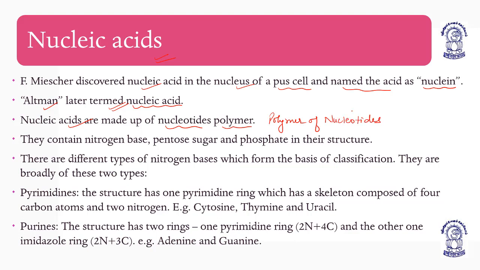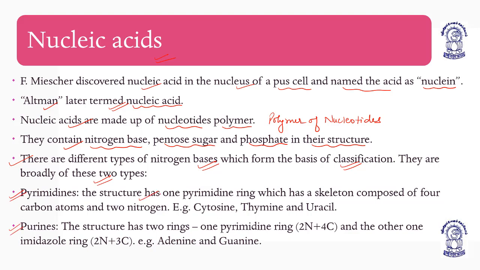Polynucleotide. They contain a nitrogen base, a pentose sugar, and a phosphate in their structure. So one nucleotide contains a nitrogen base, a pentose sugar, and a phosphate group. There are different types of nitrogen bases which form the basis of classification. They are broadly of two types: pyrimidine bases and purine bases.